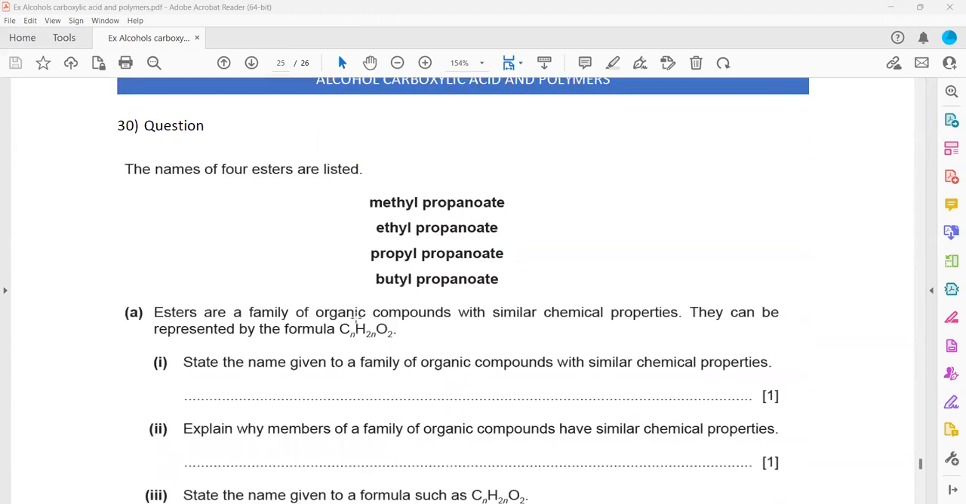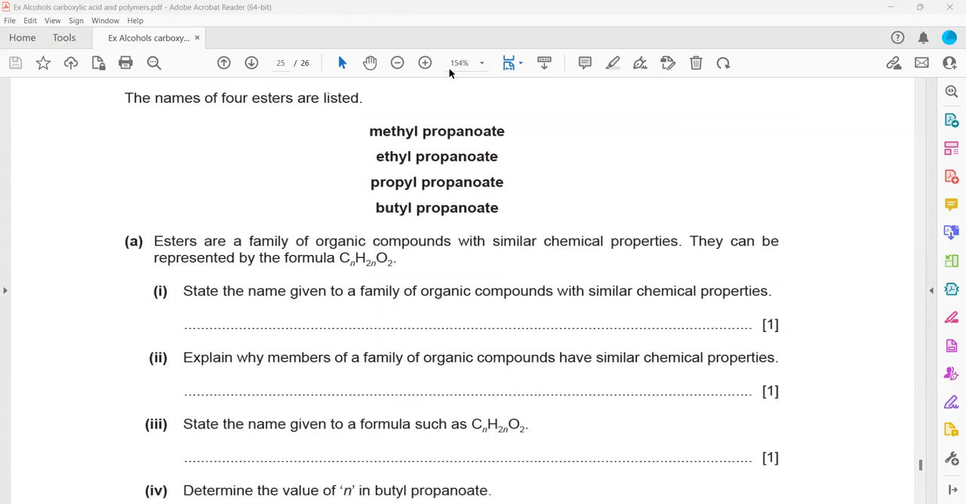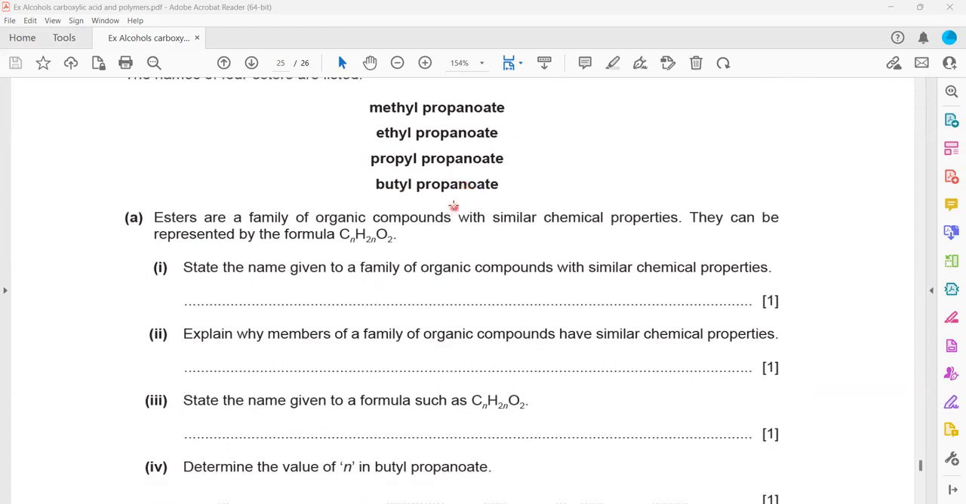The next one, we have different names of 4 esters listed. Methyl propanoate. Which alcohol and carboxylic acid react? Methyl propanoate: methanol and propanoic acid. All of them have propanoic acid as a common reactant. Ethanol and propanoic acid. Butanol and then propanoic acid. Right.